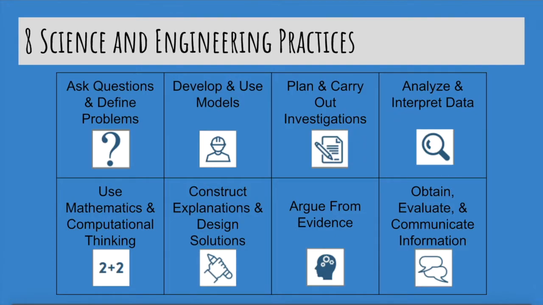A couple examples of how the science and engineering are combined would be the first SEP, ask questions and define problems. You start by asking questions like a scientist, and then defining the problem like an engineer. Another one would be constructing explanations, like a scientist, and designing solutions, like an engineer. Asking questions and defining problems, develop and use models, plan and carry out investigations, analyze and interpret data, use mathematics and computational thinking, constructing explanations and designing solutions, arguing from evidence, and obtaining, evaluating, and communicating information would be the 8 science and engineering practices.